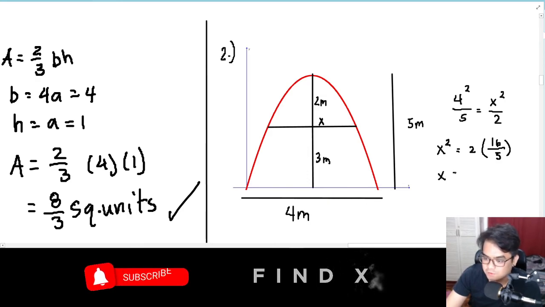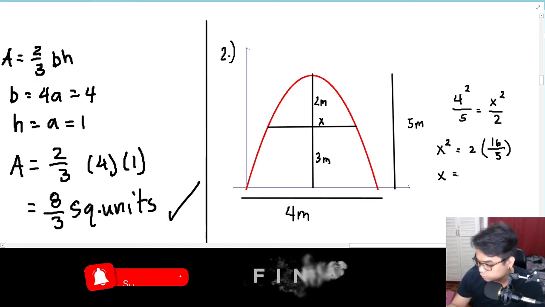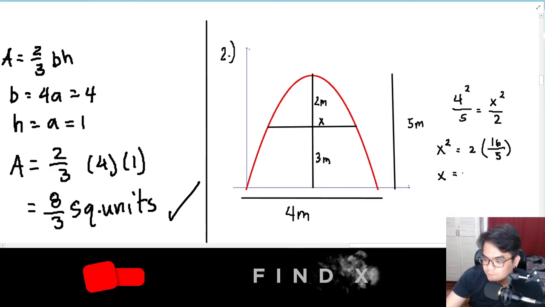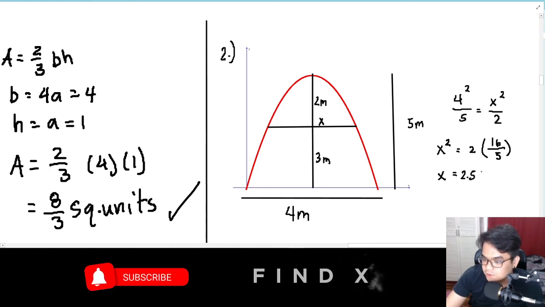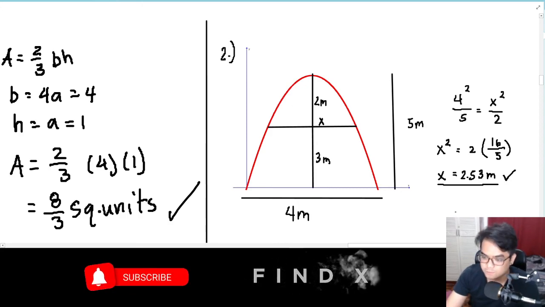So x is equal to 2.53 meters. Okay, so that will be the answer. So let's move on to number 3.